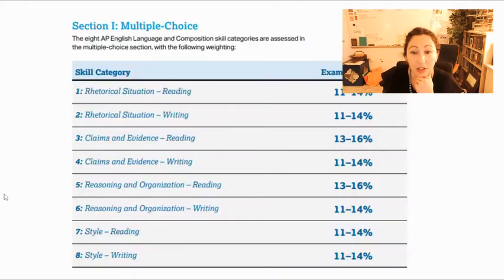So this is the breakdown of the kinds of questions you're going to see. So you've got the rhetorical situation. You will have a portion of questions that deal with that in your reading style questions. Same thing in your writing style questions. Claims and evidence, reasoning and organization, and style. So you're going to see those major skill categories in both the reading style questions and the writing style questions. If you're not sure what rhetorical situation means, that's something you need to review. If you're not sure you really understand claims and evidence, that's something you need to review. Same thing for reasoning and organization, same thing for style.